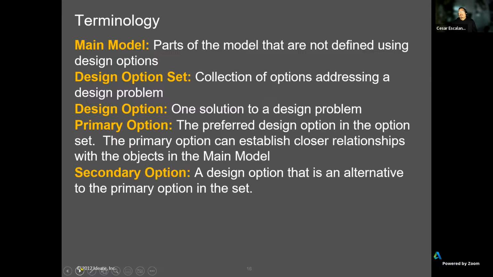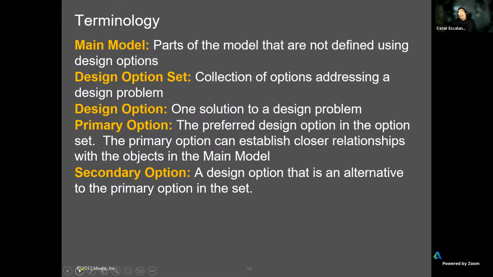Inside Revit, there are primary options and secondary options. The primary option is the preferred design option of the entire set. And it's important because the primary option establishes a closer relationship with the objects in the main model. For example, when it comes to wall joints, the primary option and the elements in the main model are going to neatly merge and connect very cleanly.